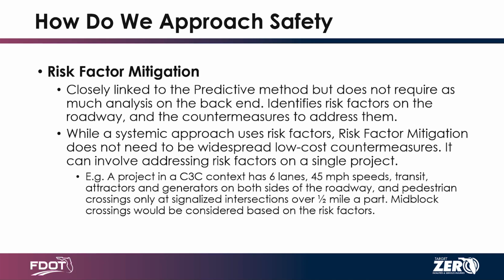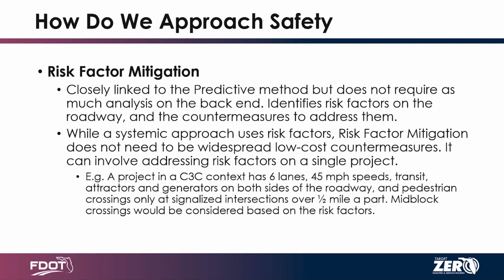A good example I've got here, right? You have a C3C context. So we know we have pedestrian issues in C3Cs. 6 lanes, we know multiple lanes increases the crossing distance. We also have issues there. 45 mile an hour speeds. We know 45 mile an hour is a risk factor because at 45 miles an hour, you have an extremely low, I think it's like 5% survivability rate as a pedestrian if you're hit by a car. You have transit attractors and generators on both sides of the roadway. So we know pedestrians are out there.